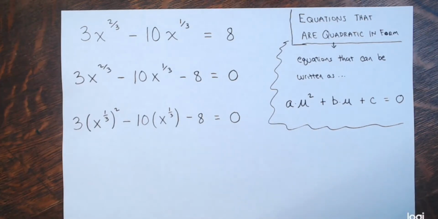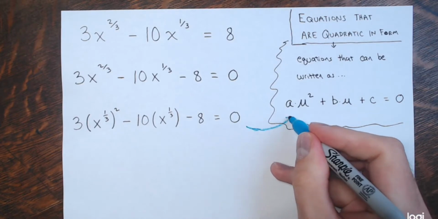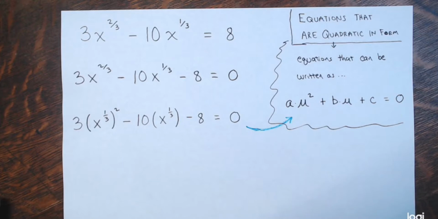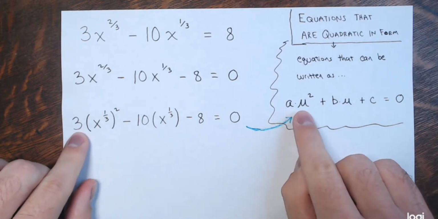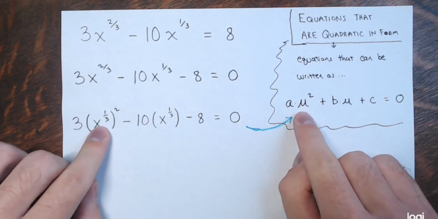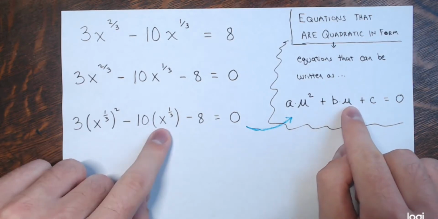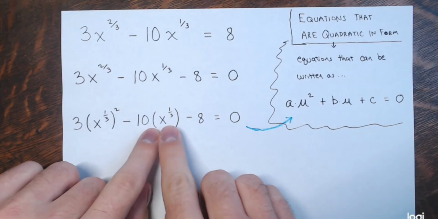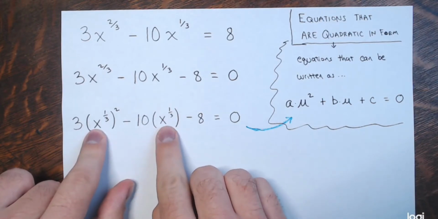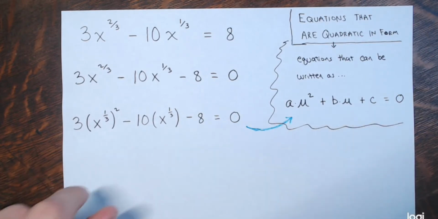So do you see how this is in quadratic form? You see I got a number, 3, times some expression squared, u squared, x to the 1/3 squared, plus another number, negative 10, times that same expression, that u to the first. And see here it's the same expression, x to the 1/3 to the first power. And then plus a constant, plus negative 8 equals 0. It has the exact same form as a quadratic equation.